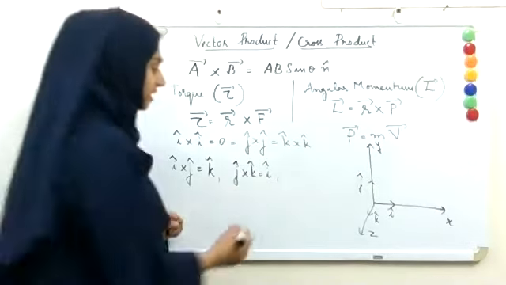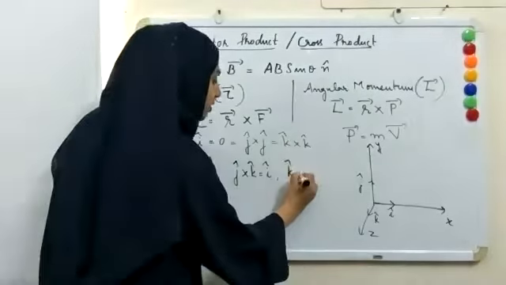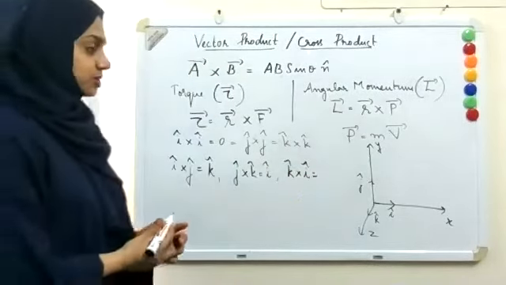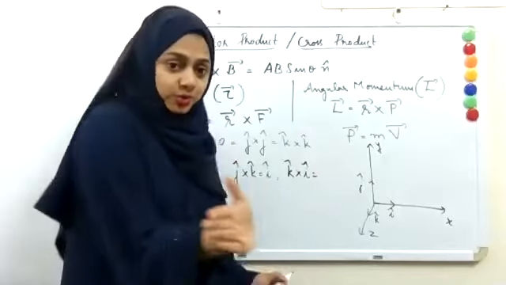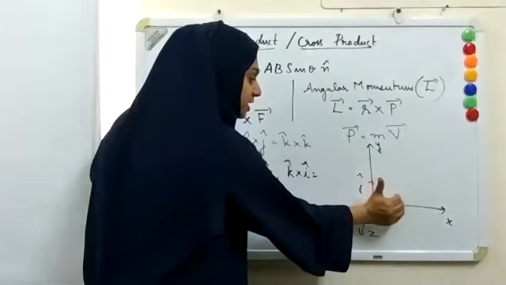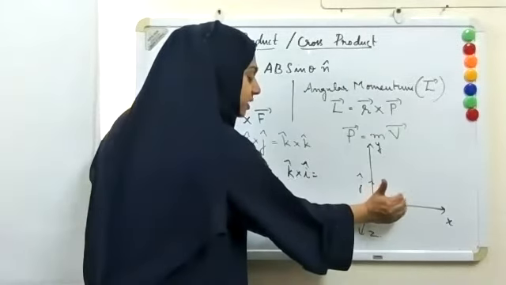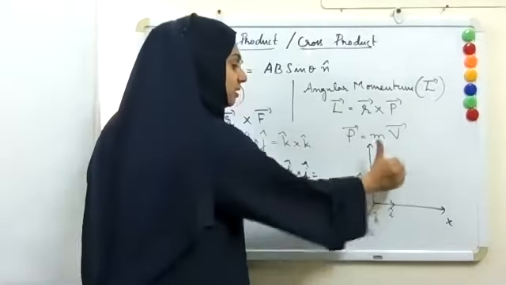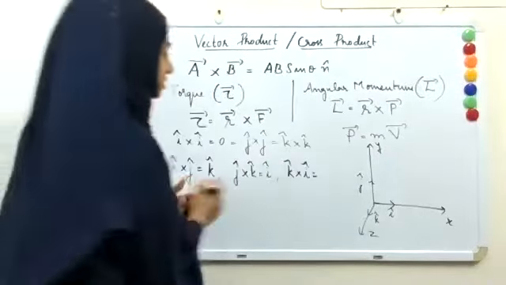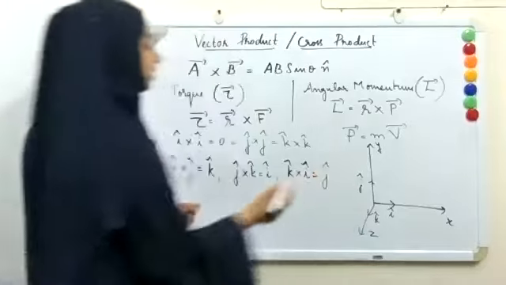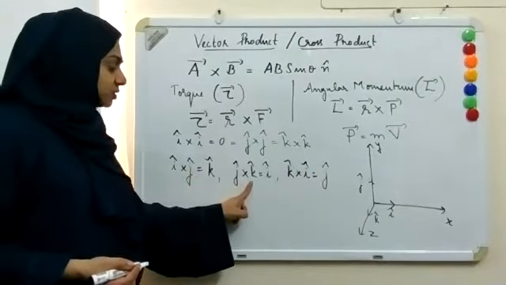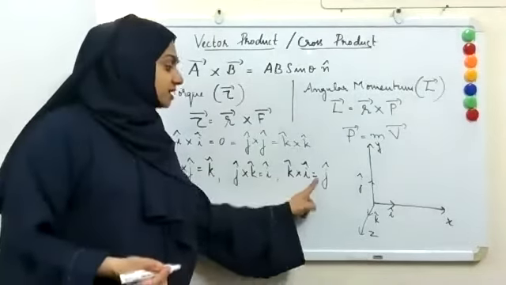Okay, now what's remaining? k cross i. K cross i is equal to, so I have to start from outwards. I'm holding my fingers outwards and I'm curling it towards the x-axis. See, my thumb is pointing up, which means along the y direction. So unit vector along y direction. So i cross j is k, j cross k is i, k cross i is j.